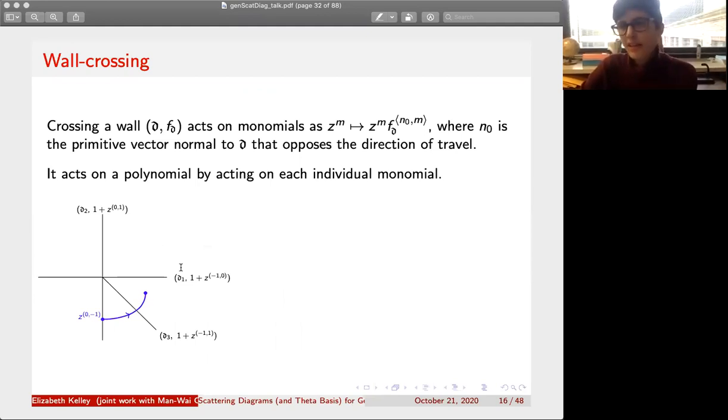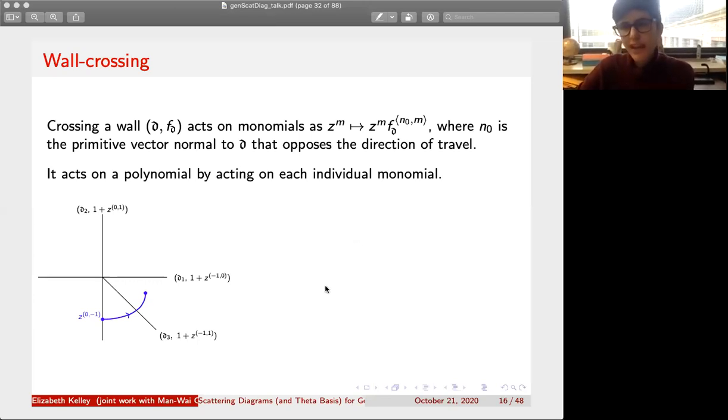And there's a definition for how crossing a wall acts on that monomial. So I take the wall crossing automorphism on the wall, I raise it to some inner product, and then I multiply it by the monomial. Maybe the one thing I'll say is this n naught that appears in that inner product is a normal vector to the wall that you're crossing.